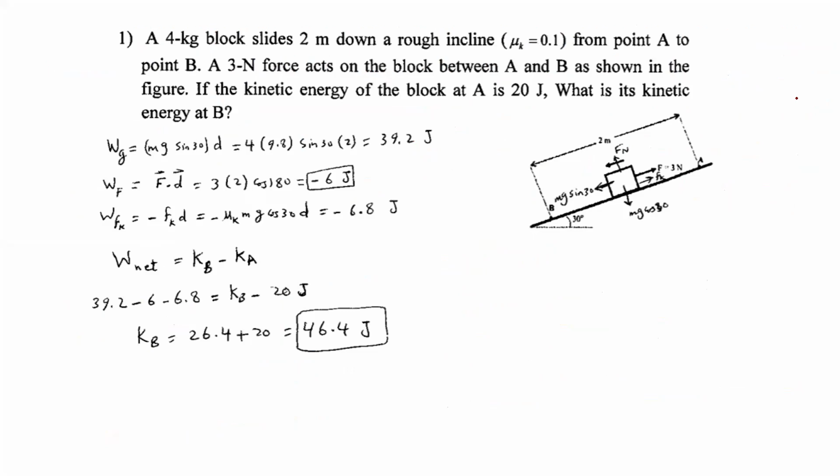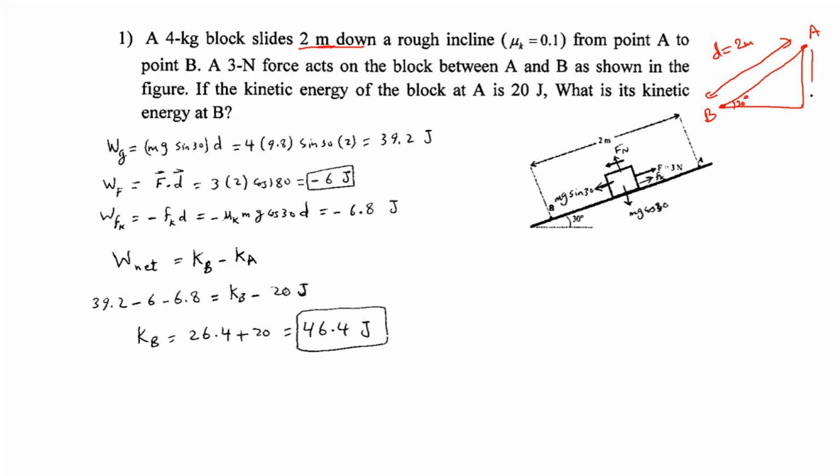Okay, so let's look at this problem here. Inclined plane. So I have a 4 kilogram block which slides down 2 meters down a rough inclined plane. So always you sketch. So this 2 meters is basically this distance here. D is 2 meters, from point A to point B. So point A is here, point B is down here.